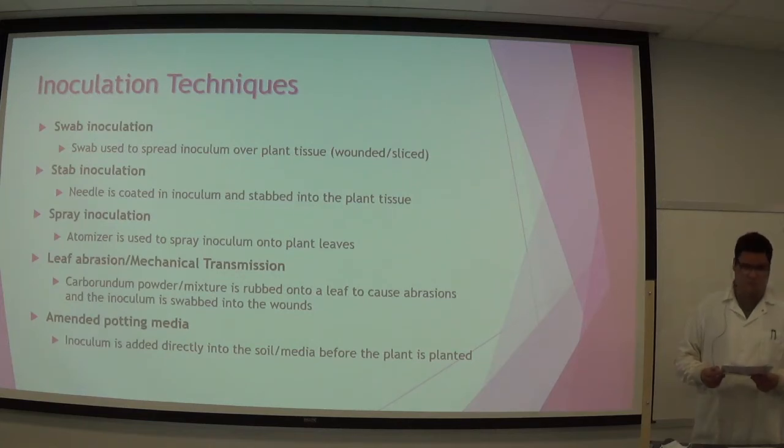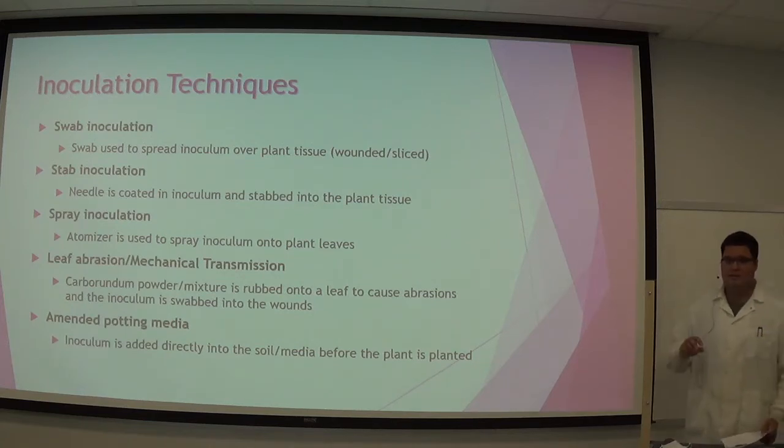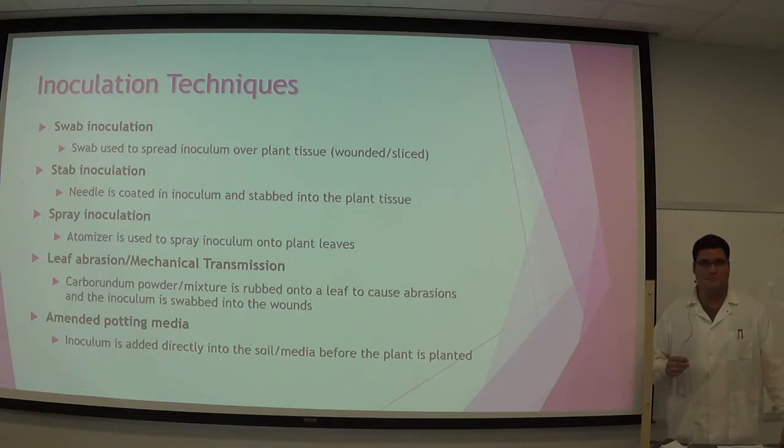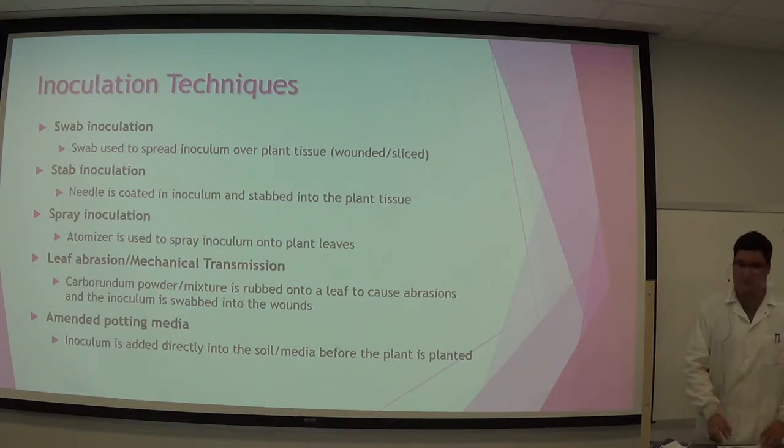You can also do mechanical transmission, in which you put something like carborundum, which is this very fine powder, but if you look at it under a microscope, it's got a lot of very rough edges on it. So when you actually rub a plant with that carborundum, you're causing tons of damage at the molecular level that can allow certain pathogens to get in. Or rather, not at the molecular level, but at the microscopic level.